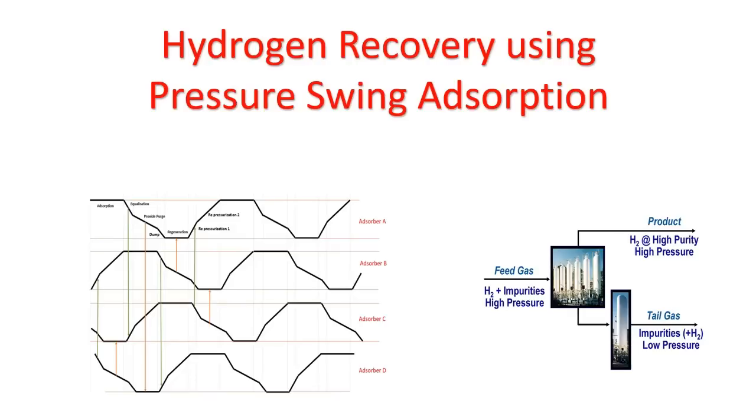So how is this gray hydrogen basically generated and recovered in the process plant? In this particular lecture, we'll be discussing how hydrogen recovery is done through pressure swing adsorption process.